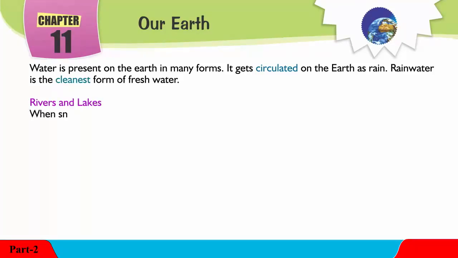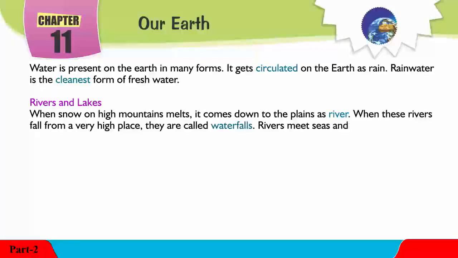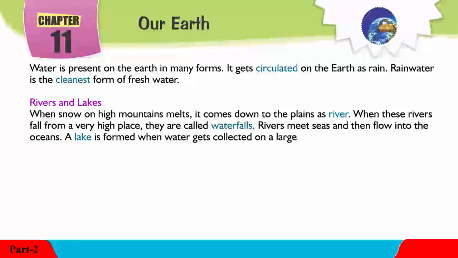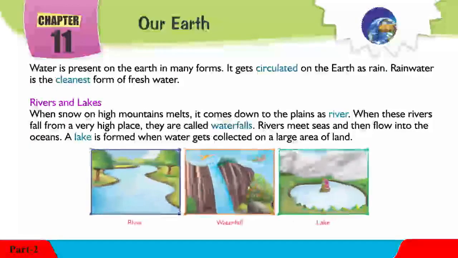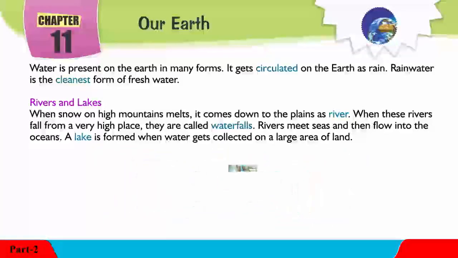Rivers and lakes. When snow on high mountains melts, it comes down to the plains as river. When these rivers fall from a very high place, they are called waterfalls. Rivers meet seas and then flow into the oceans. A lake is formed when water gets collected on a large area of land. River, waterfall, lake.